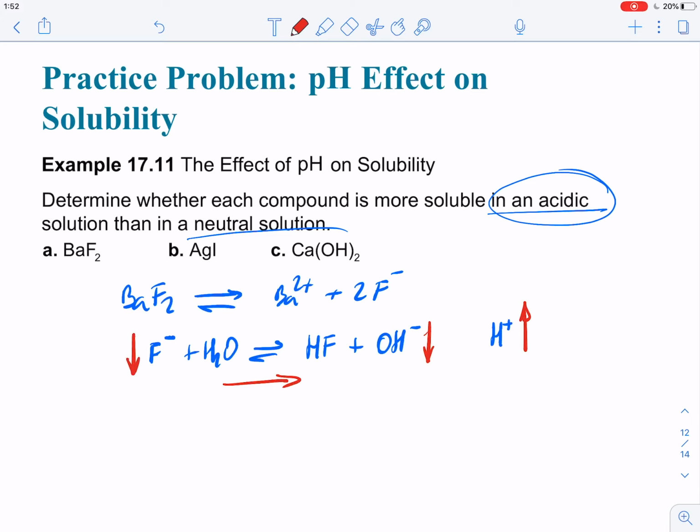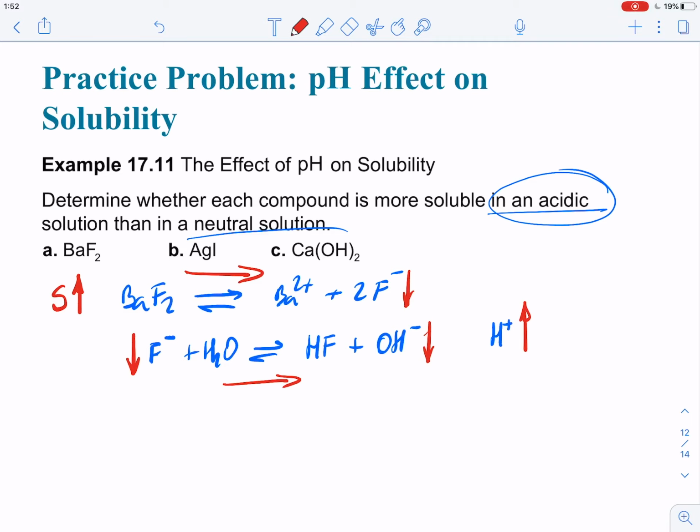fluoride concentration will decrease. Now, if you look at the reaction up here, if fluoride concentration decreases, then this equilibrium shifts to the right, and therefore the solubility of barium fluoride will increase. Okay? So it might sound a little complicated, but the more practice you get here, the better. Okay? And that will happen.